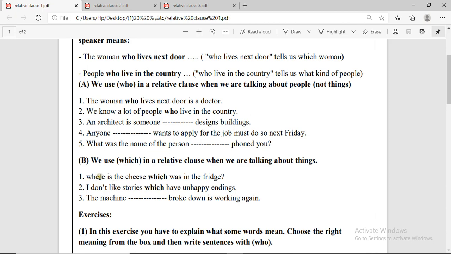Number 1. Where is the cheese which was in the fridge? Because we are talking about cheese, a thing, we used which. Number 2. I don't like stories which have unhappy endings. Okay, number 3. The machine which broke down is working again. Because we are talking about a machine, a thing, we use which.